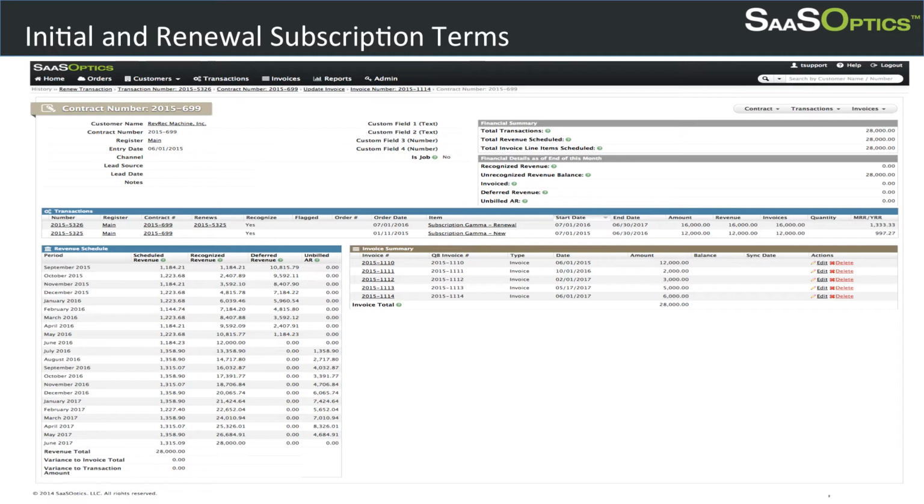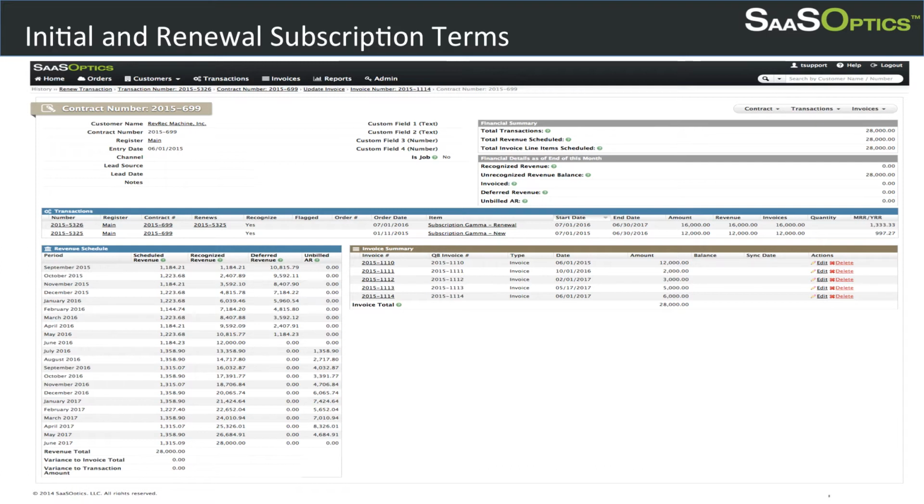12,000 plus 16 is 28,000. And you see our deferred revenue schedule that we had before, but you'll note here we now flip to unbilled AR. We flip to unbilled AR because we're not invoicing the client for months. So we start recording revenue here in July, and we haven't billed a client yet.